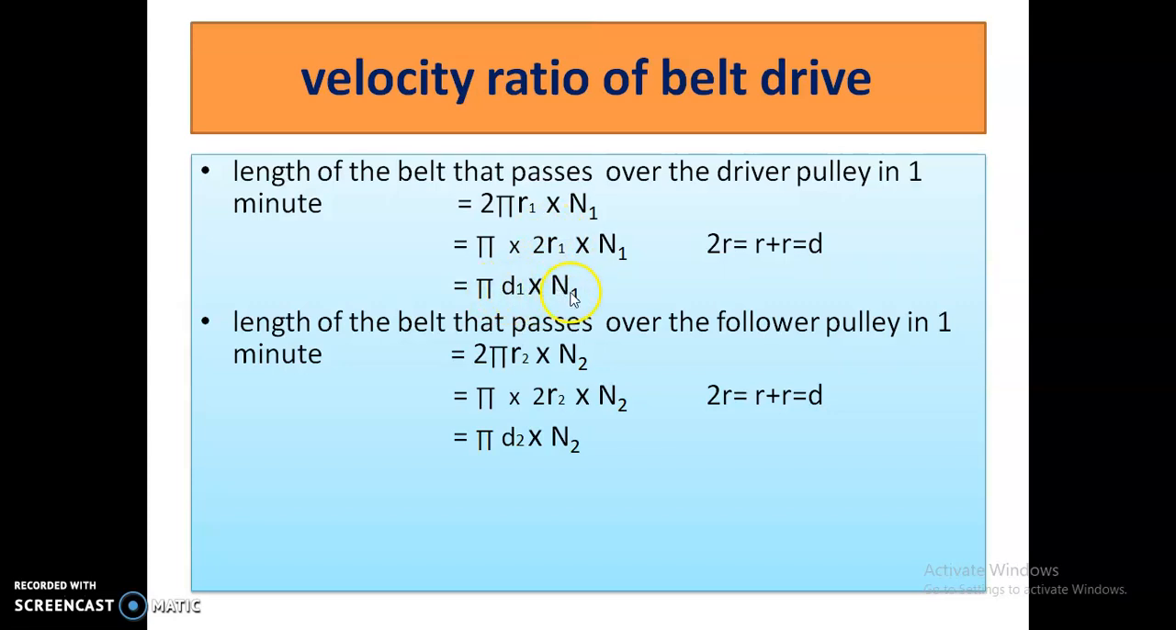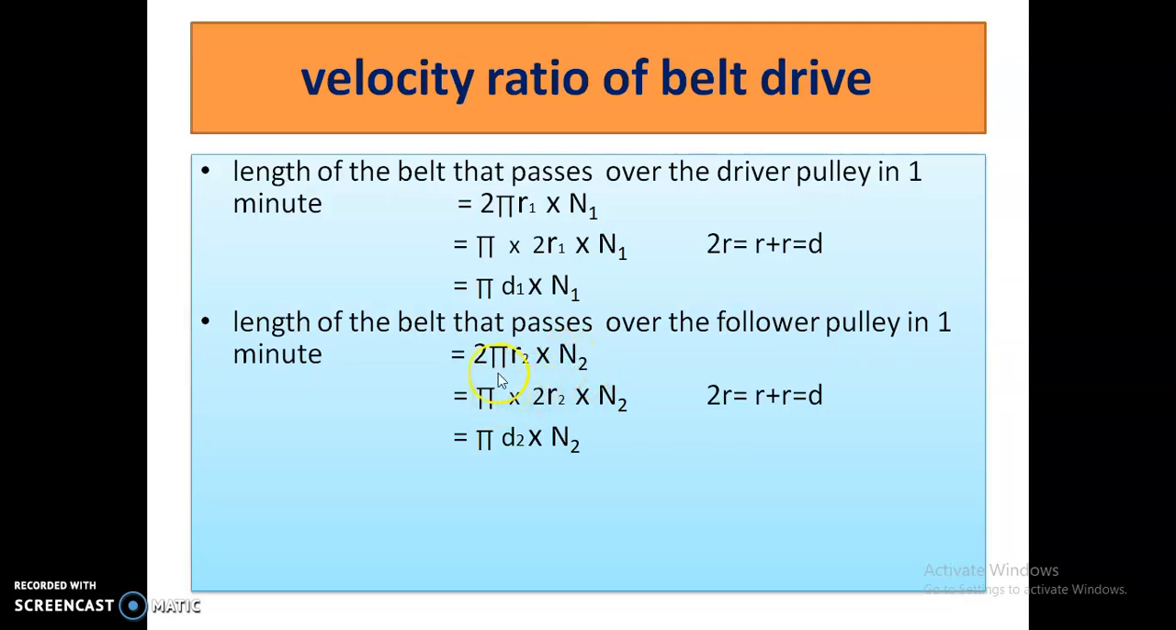So pi D1 N1. Next, the length of the belt that passes over the follower pulley in 1 minute is equal to 2 pi R2 into N2. So 2 pi R2 is nothing but the circumference of the driven pulley. If the driven pulley makes one revolution, that is one circumference, so that is 2 pi r. Here the notation 2 indicates the driven pulley, that is the second pulley. So 2 pi r into n2, where n2 is the number of revolutions made by the follower pulley or driven pulley.